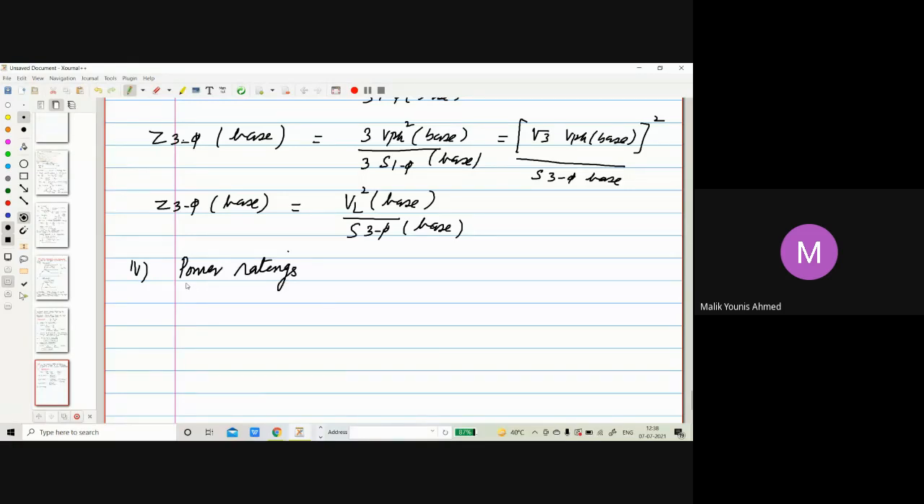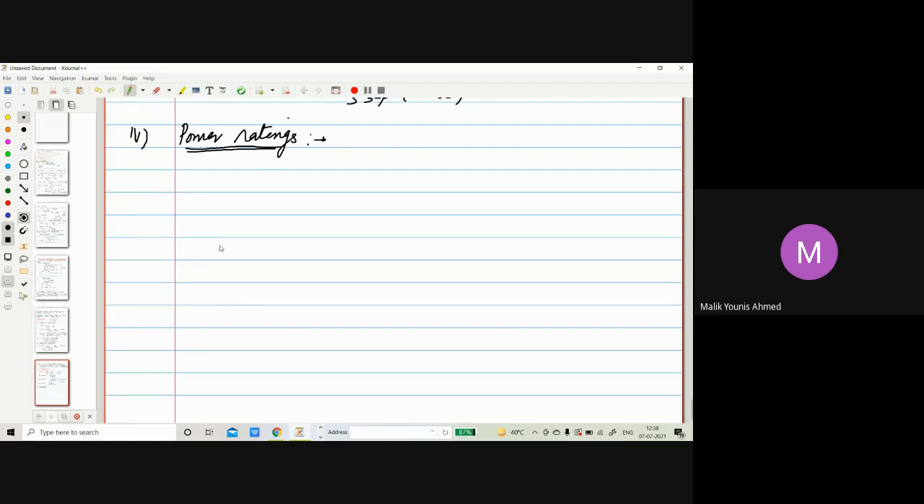Number 4 is power ratings. Okay, power ratings, first of all, you should know. Everybody knows, I think. I will be just repeating all those things because these are very important. Complex power is given by √3 VL IL in terms of the line value. This is √3. So if I have to get the same complex power in terms of phase, then I have to write 3 V phase I phase. Everybody knows that these are very simple things.